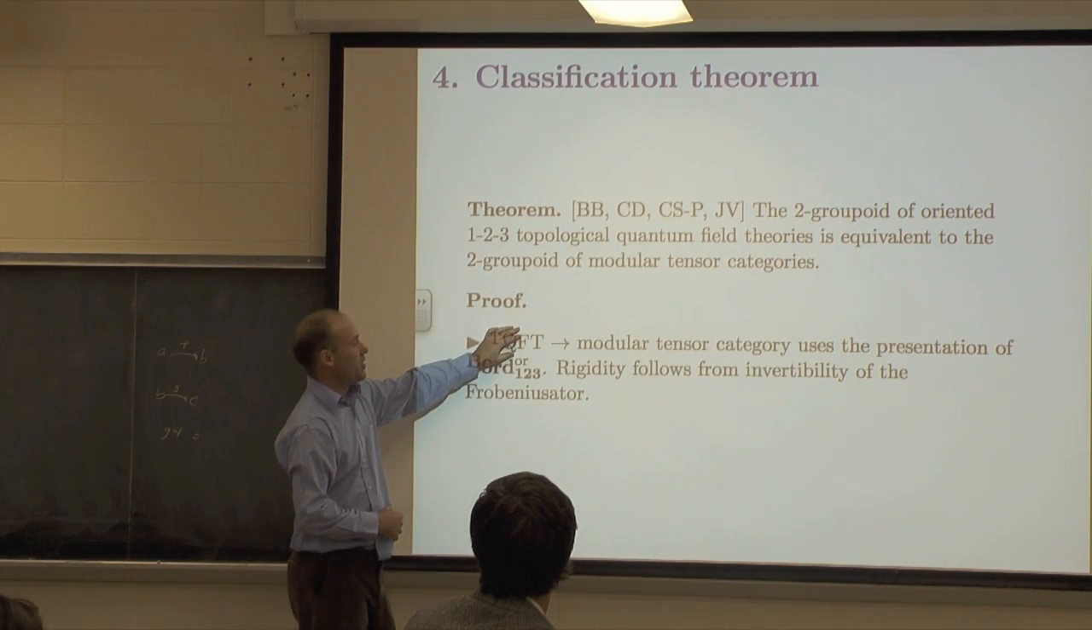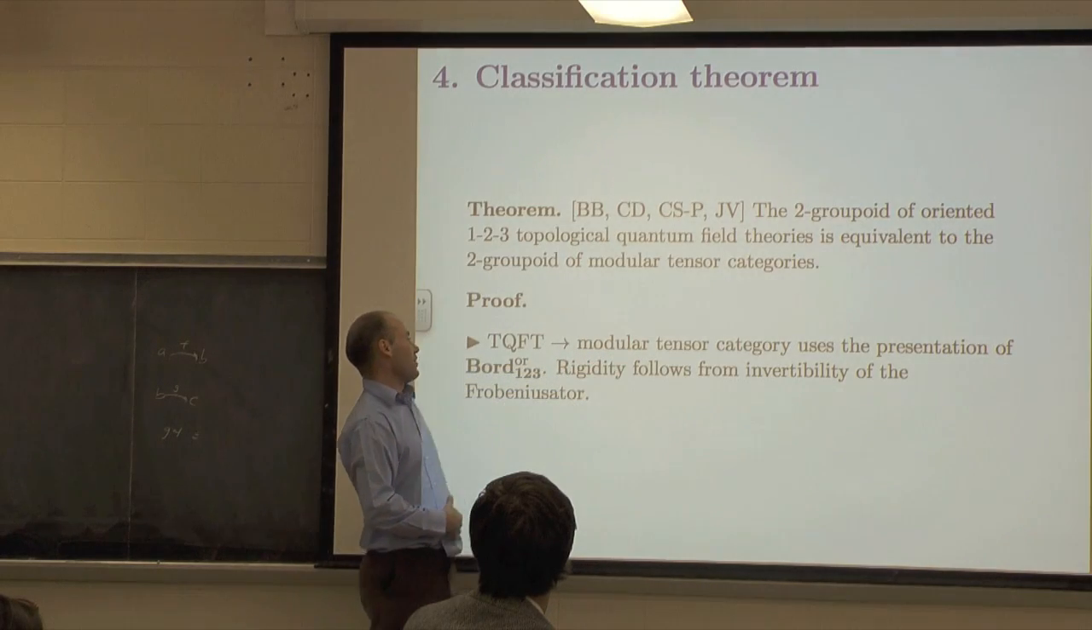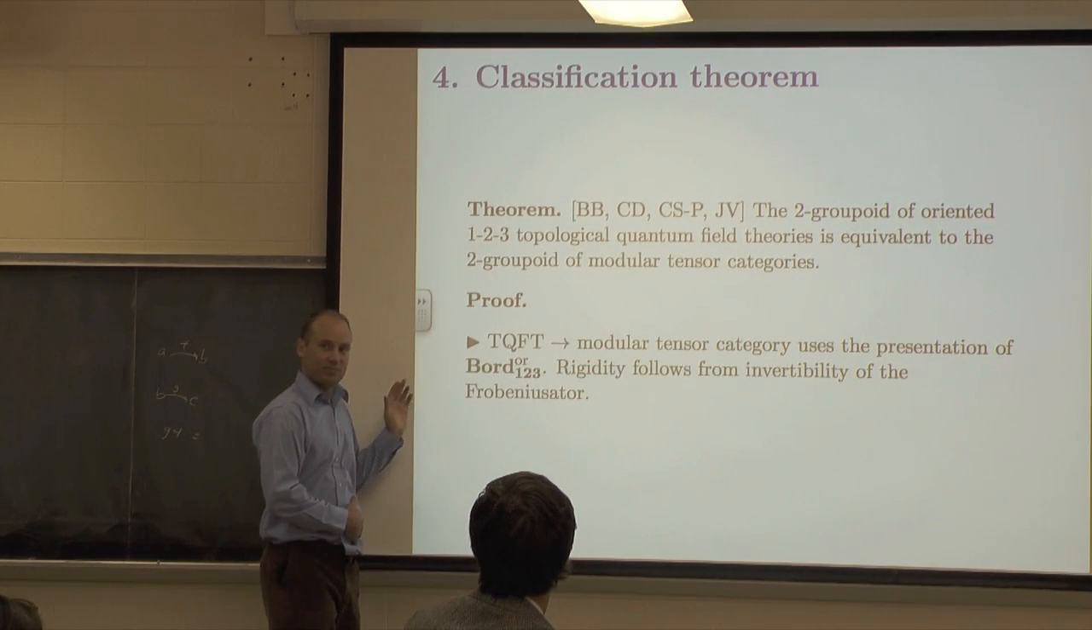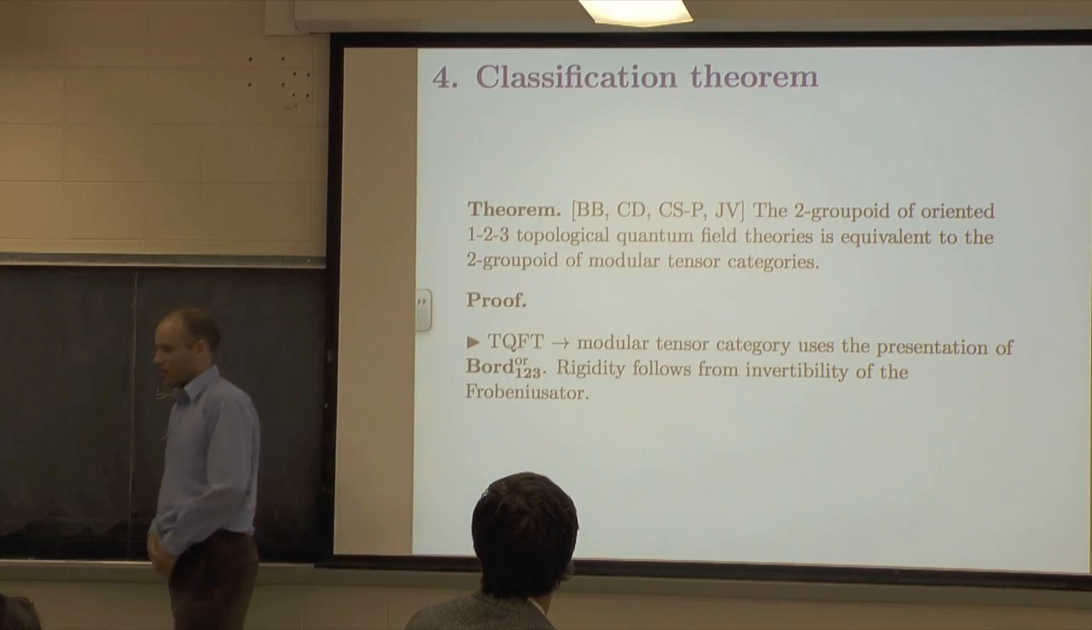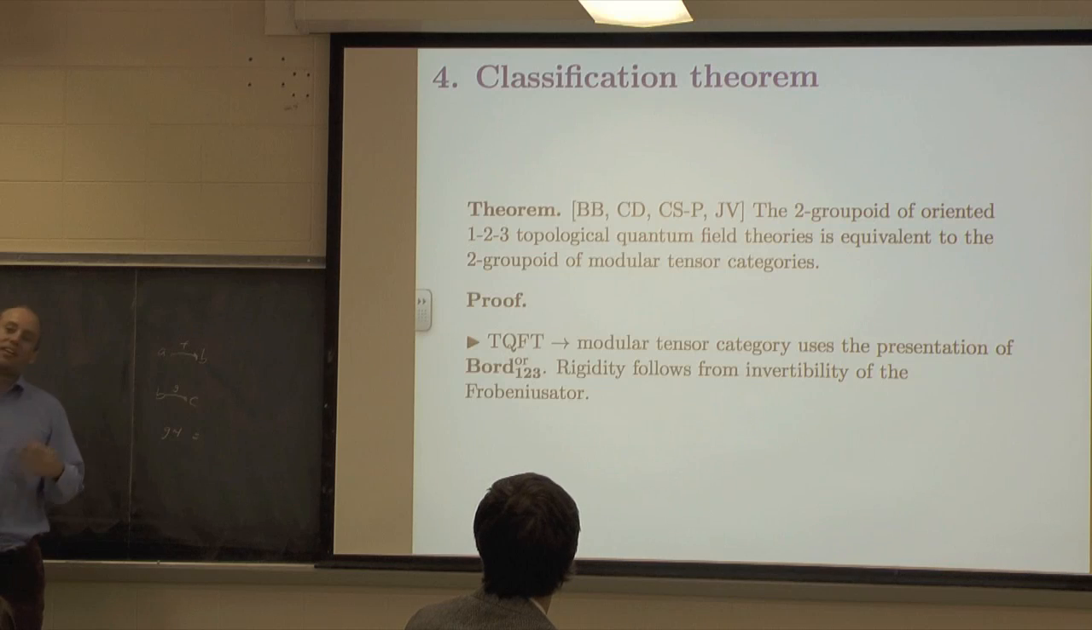Going from a TQFT to a modular tensor category uses directly the presentation. And the rigidity follows, this is a new point, from invertibility of the Frobenius data. So buzzwords there, but I would mention that because it's something that people were always confused about before.